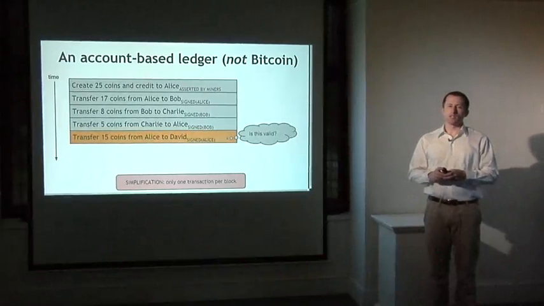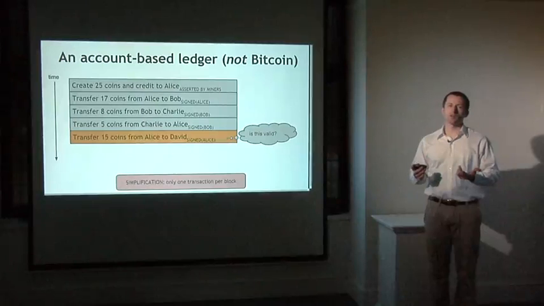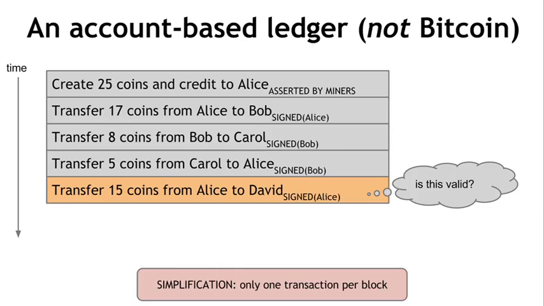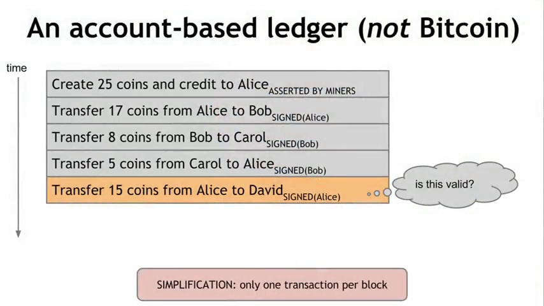Now the downside of this system, if we add a new transaction at the bottom here, is that we have to remember what the account balance is for each participant to figure out if this transaction is valid or not. Does Alice have the 15 coins that she's trying to transfer to David here? Looking at this just with your naked eye, it's fairly hard to do the mental arithmetic to figure out if Alice has enough money to transfer to David here. And in fact, to figure this out, you'd have to look backwards in time forever to see every transaction affecting Alice and whether or not her net balance at the time that she tries to transfer 15 coins to David is greater than 15 coins.